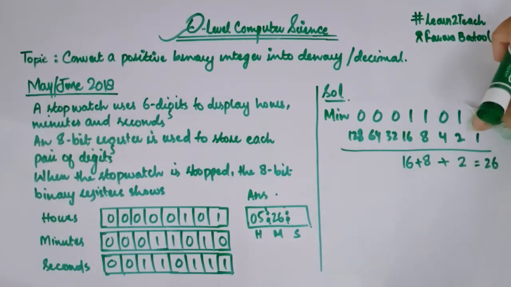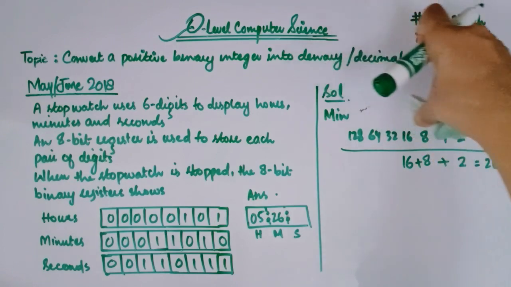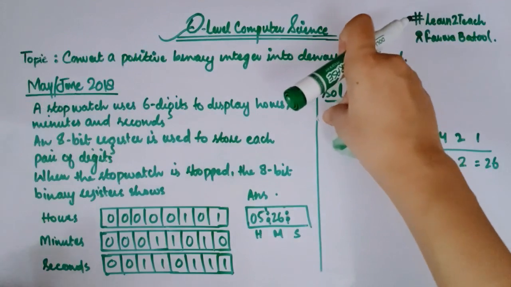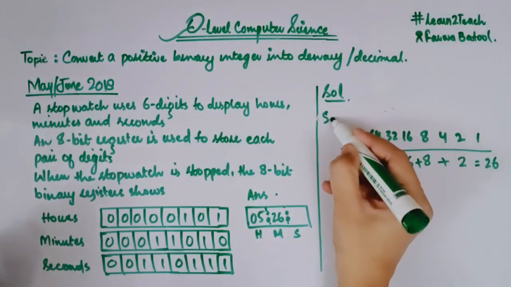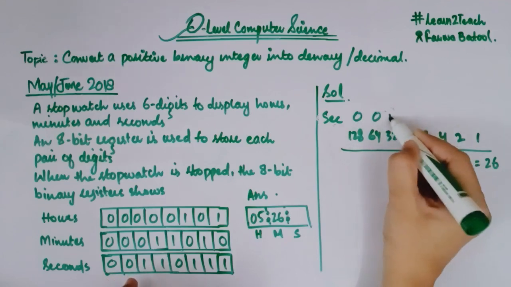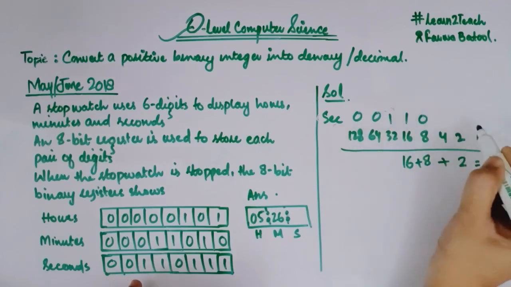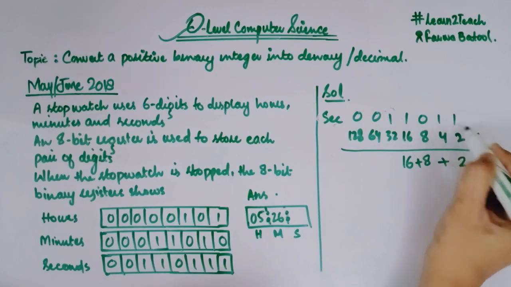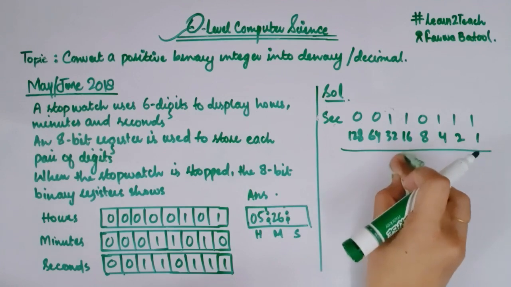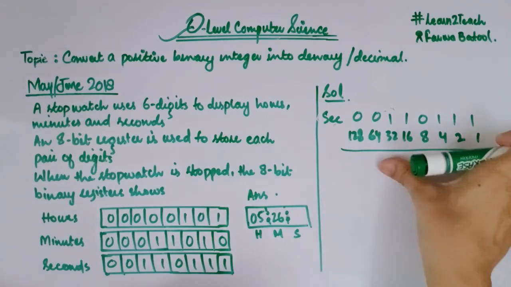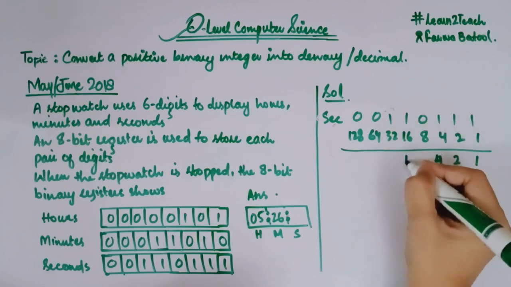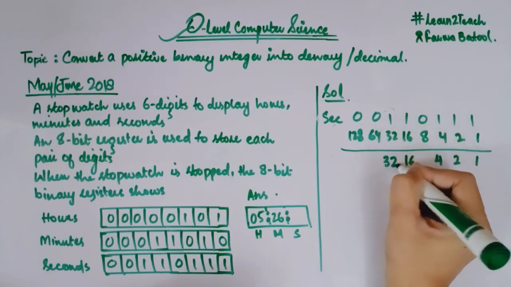Okay, I'm going to remove only this because this is necessary. The other thing is same. Okay, so this is for my second. What I'm going to do, that my bits are 0 0 1 1 0 1 1 1, right? So I am going to write only those values that has a bit 1 above that, and it is this 1, this 2, this 4, this 16, this 32, right?